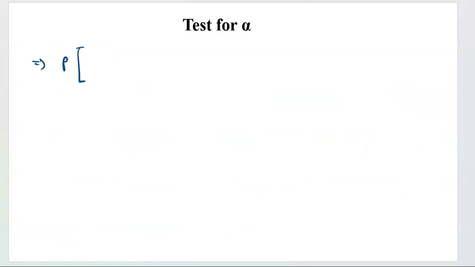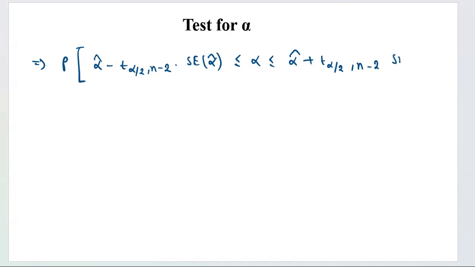So the final answer will be alpha cap minus t alpha by 2, n minus 2, standard error of alpha cap, less than or equal to alpha, and this is less than or equal to alpha cap plus t alpha by 2, n minus 2, standard error of alpha cap, and it will be equal to 1 minus alpha. Right? So this is what you have.